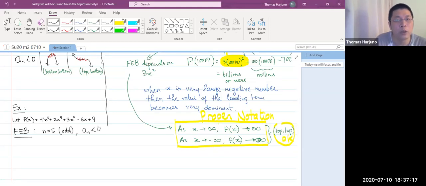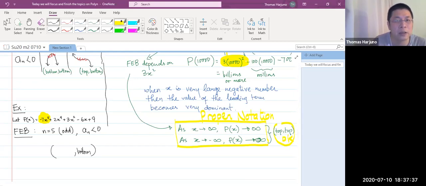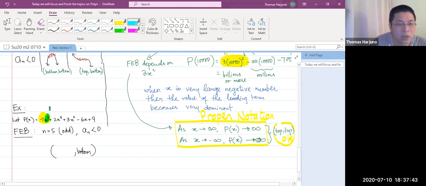Okay, so when we go very, very far to the right, when x is very positive, x to the 5th is positive, times -7, it becomes negative infinity, right? Okay, so on the far right, it will be at the bottom. When we go very far to the left, when x is negative infinity, then x to the 5th will be negative infinity, multiplied by a negative number becomes positive infinity. So it becomes top.